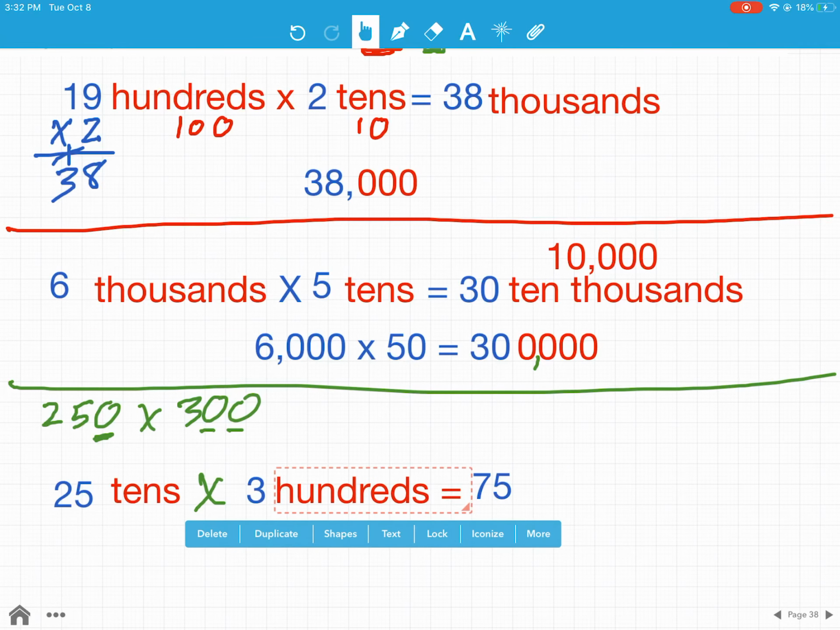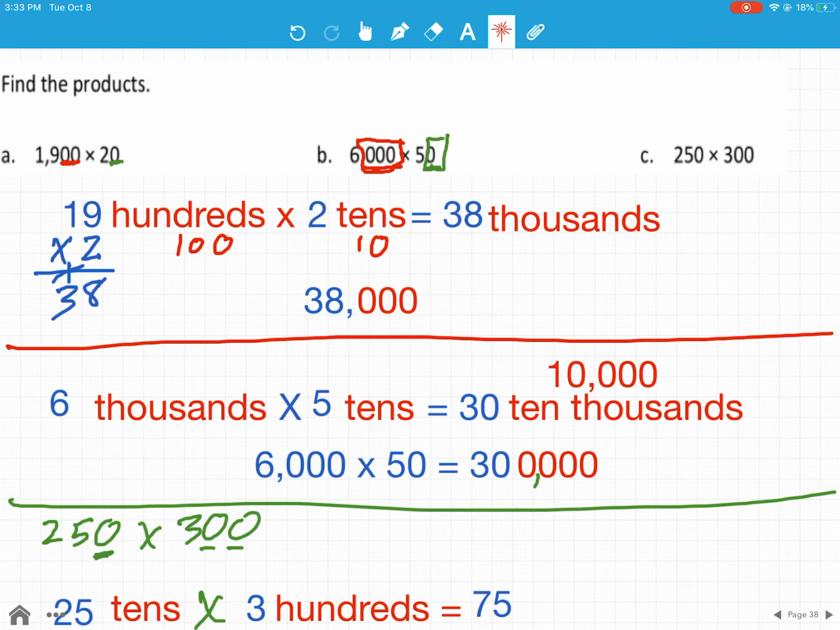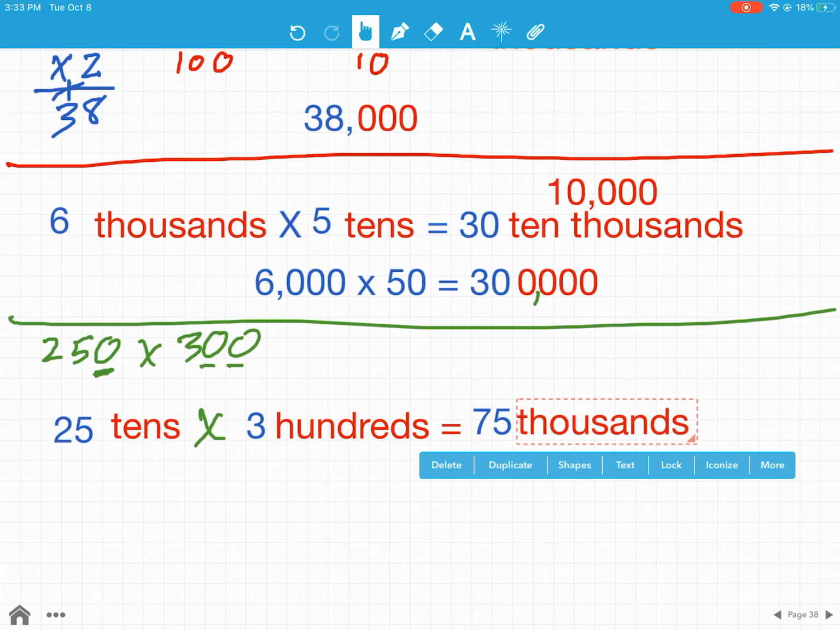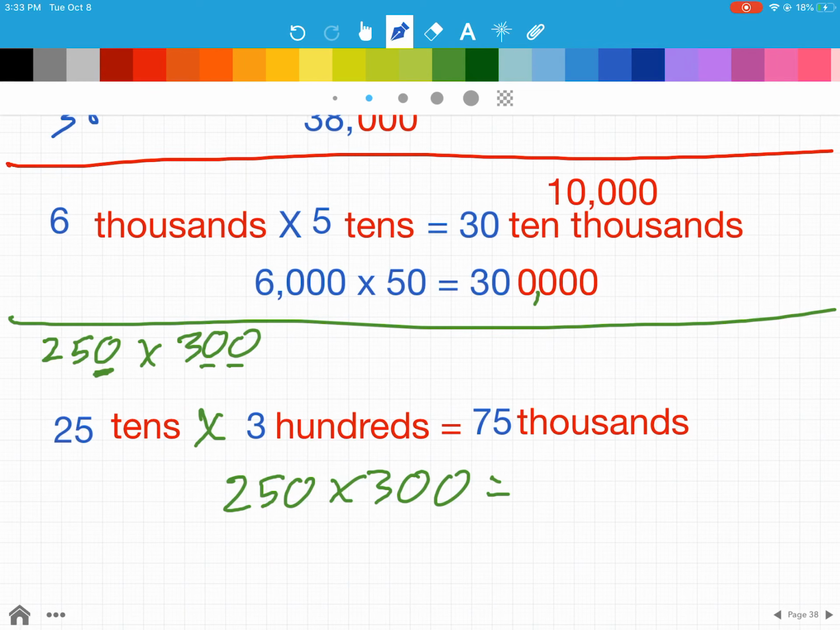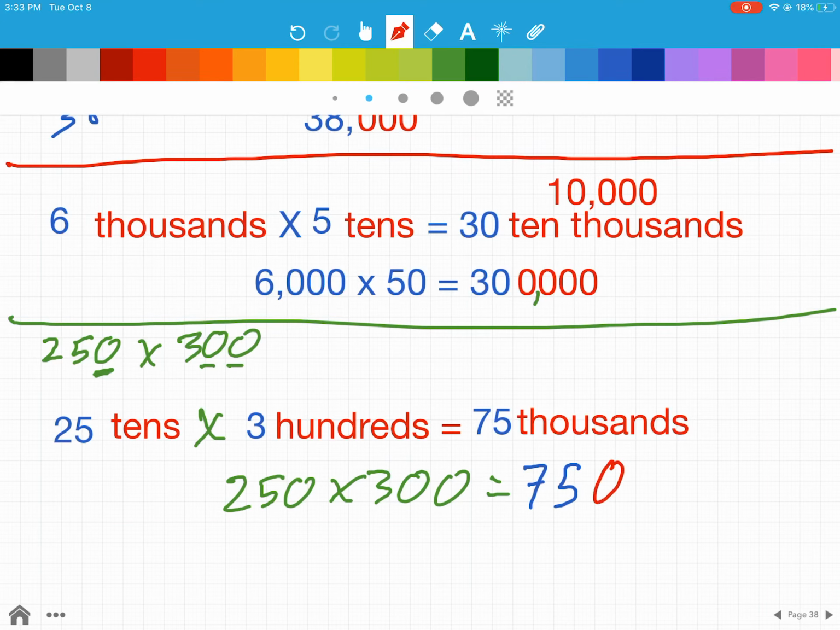All right, so now we have 10 times 100. Over here, 10 times 100, that's 1 zero, 2 zeros, 3 zeros, that's 1,000. So we have 75,000 as our answer. Okay, so now we're going to write it. Our answer is 250 times 300 equals 75 thousands.